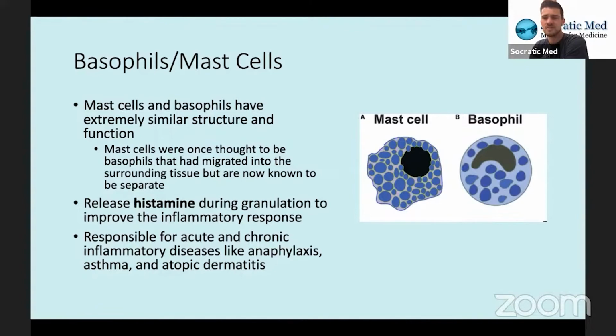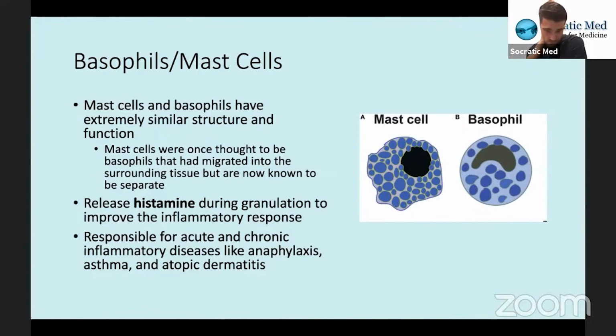They are very similar. They have extremely similar functions, and that's really the main difference. There are other differences like the shapes, the amount of granules that they have, the size of their granules are a little bit different, but their structure and function is basically the same thing, except that mast cells are in the surrounding tissue and basophils are in the bloodstream. So both of them, when they degranulate, they release histamine during degranulation to improve the inflammatory response.